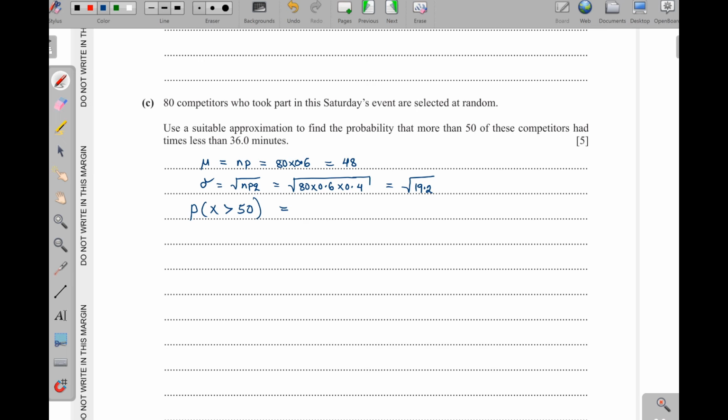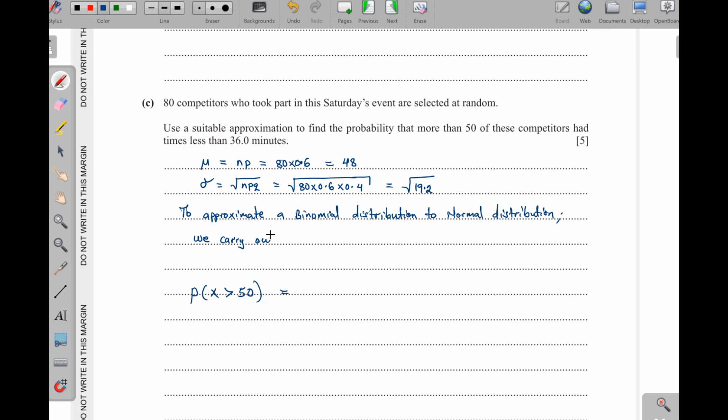Now, let me write a statement here. To approximate a binomial distribution to a normal distribution, we carry out continuity corrections.